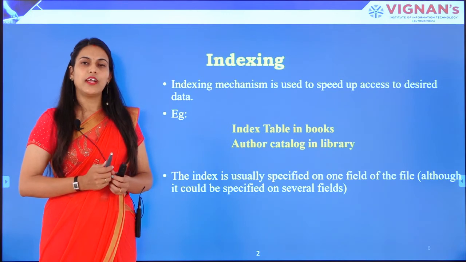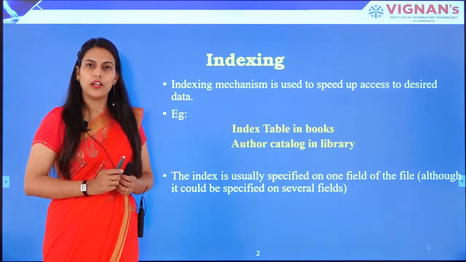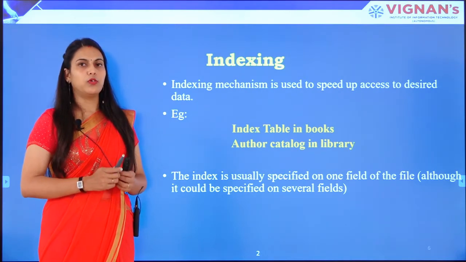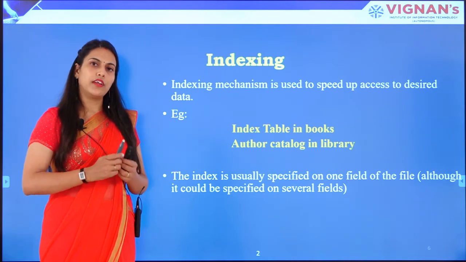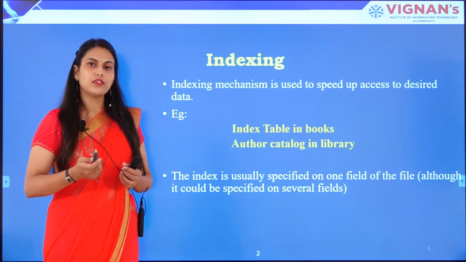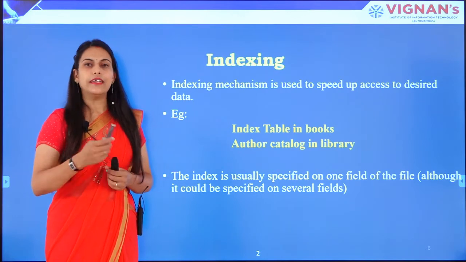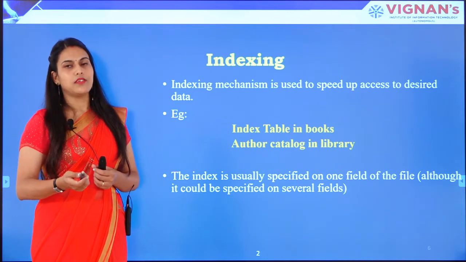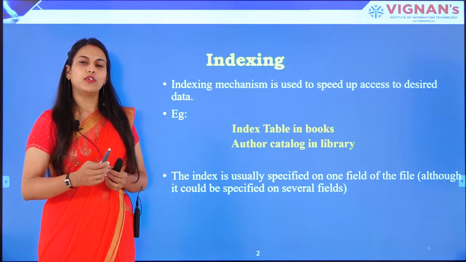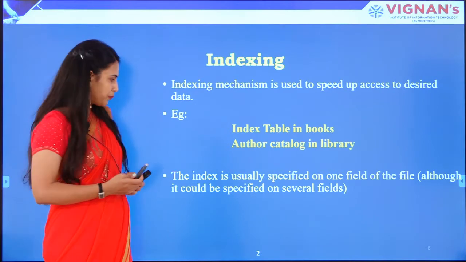In order to avoid that situation, what happens? The librarian maintains an author catalog in the library. Whenever you are looking for a particular book, you go to the particular department, refer to the author catalog, and you will get the desired book. This is how we use indexing in our daily life. In a similar manner, indexing is used in databases also, in order to minimize the input output cost and fetch the desired data in an efficient manner.